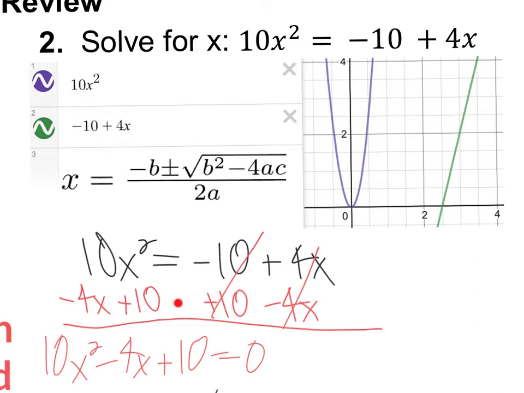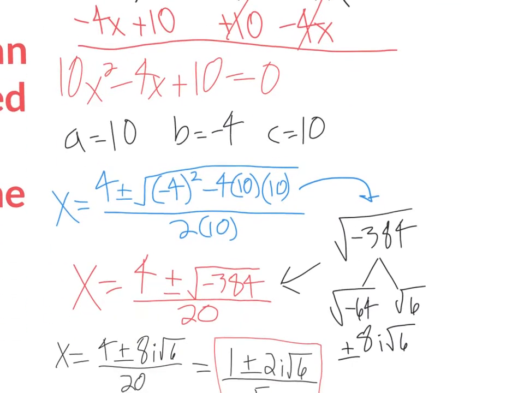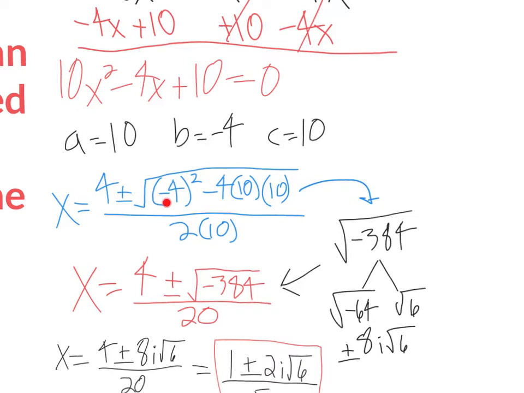10x squared minus 4x plus 10 equals 0. Now everything's in standard form. You'll be able to determine your a, b, and c. So my a is 10, my b is negative 4, and my c is 10. Plug all that into your quadratic formula. What I did was I simplified the inside of my radical. That's called your discriminant. Make sure you use parentheses whenever you're plugging in these numbers, because especially if you have negative numbers and you don't use parentheses, you might get it wrong.